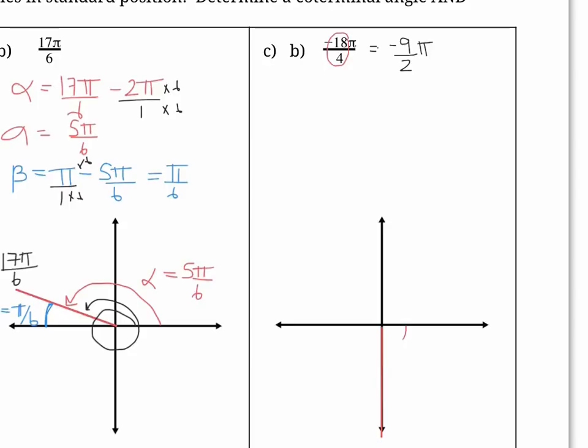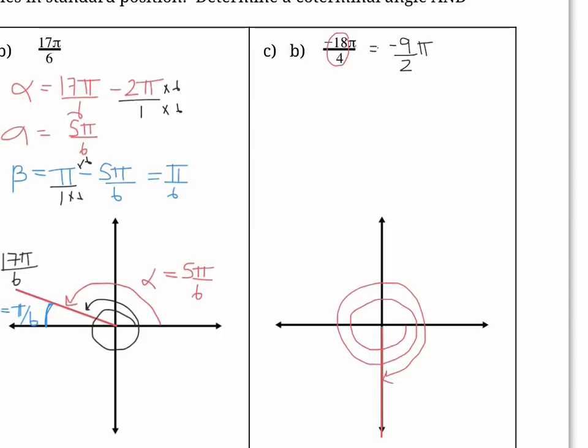Positive x-axis worked around here. This was 1 half, 2 halves, 3 halves, 4 halves, 5 halves, 6 halves, 7 halves, 8 halves. Here was 9 halves. So there was our crazy looking angle.